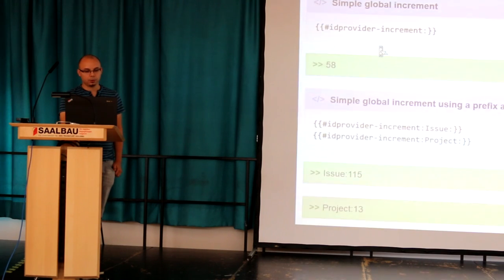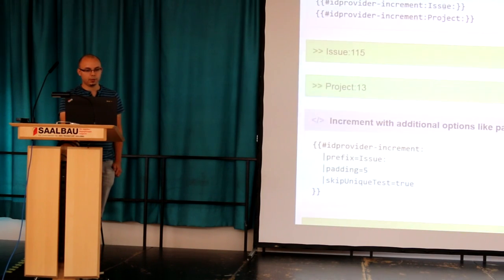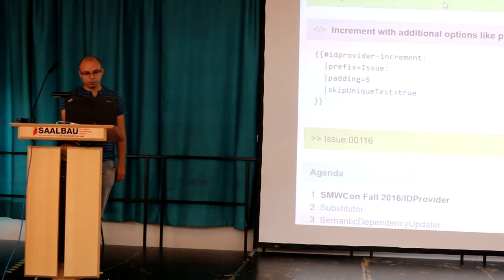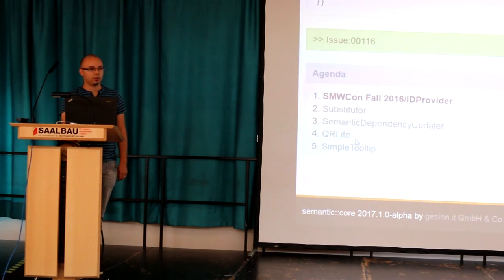And you can also scope those increments. For example, issues have a different increment than projects. So we've got issue 115 and project 13. There are some more options, for example, padding and stuff like that, so you can get nice page titles.